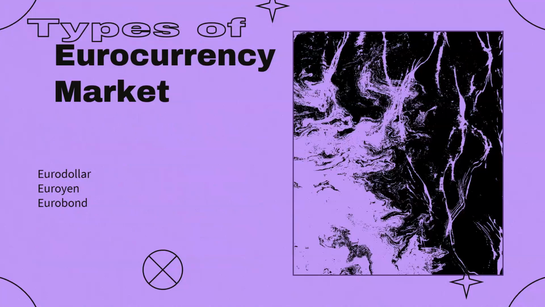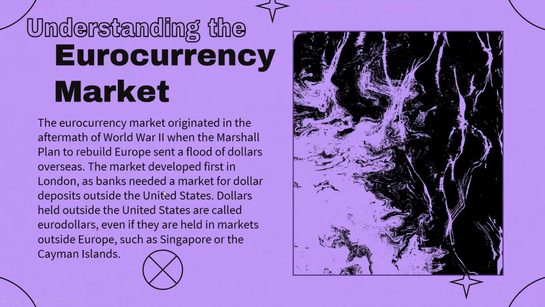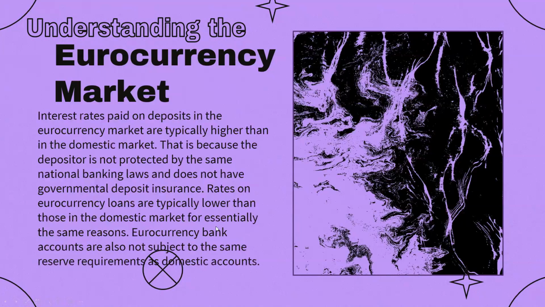So what are the different types of euro currency market? We have eurodollar, euro yen, and eurobond. Kanina, 'di ba, pinag-usapan natin yung eurodollars, no? So basically these are USD held outside of the United States, even if they are not held in markets outside Europe.